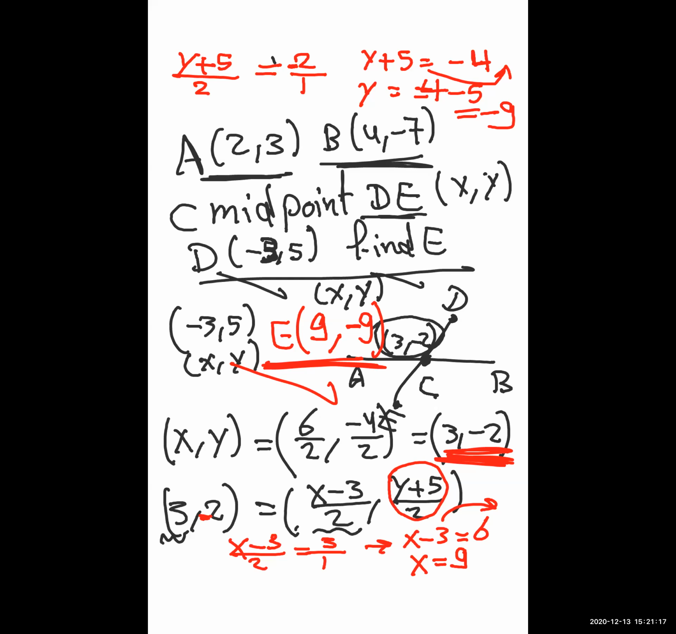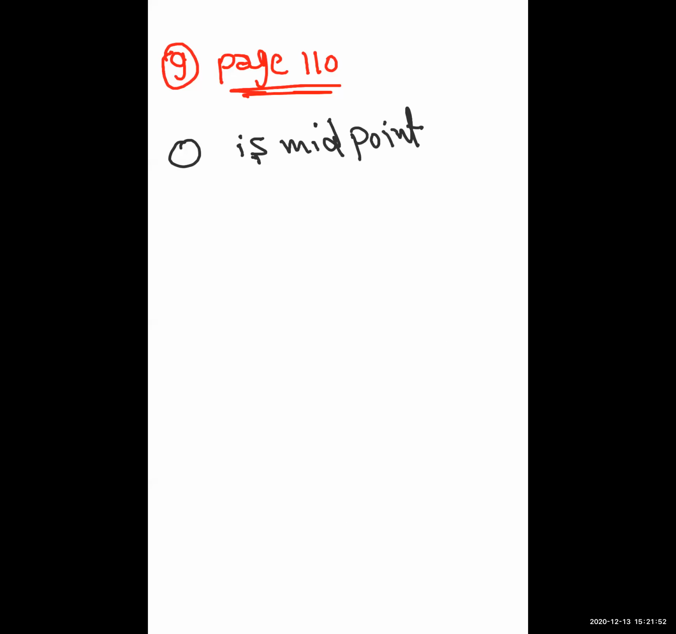Okay, guys, now let's solve some questions from the exercise. Exercise 4, page 108. Question 9, which is on page 110. I will solve question 9. Now, guys, the origin point is the midpoint. Actually, the origin is (0, 0). Its coordinates are 0 and 0.